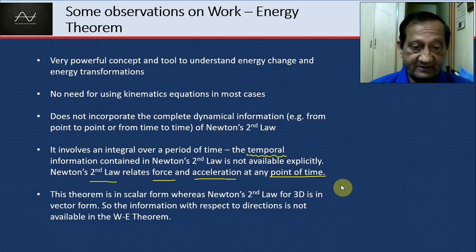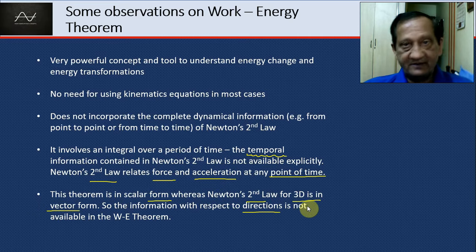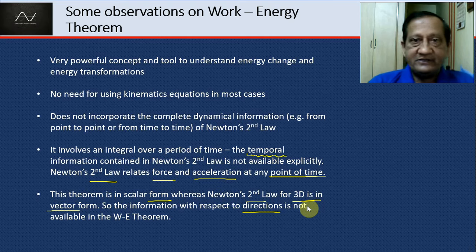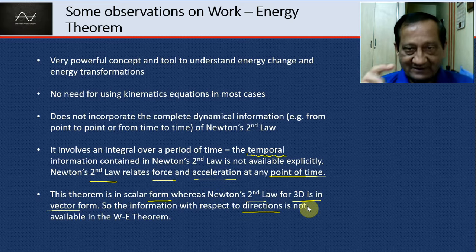The theorem is in scalar form, whereas Newton's second law for three dimensions is in vector form. So the information with respect to directions also is not available. As I told you, kinetic energy doesn't care about directions. So where was the body going earlier? Where is the body going now? That information on direction is not available. So those are some limitations.